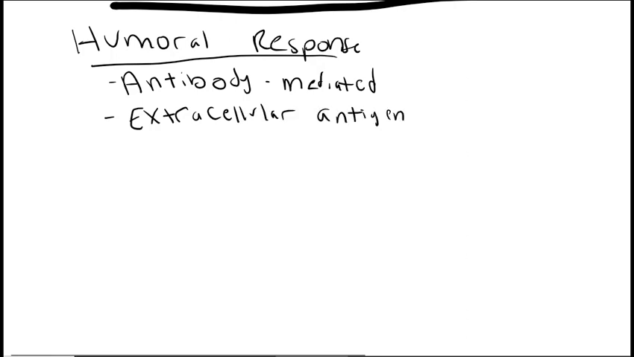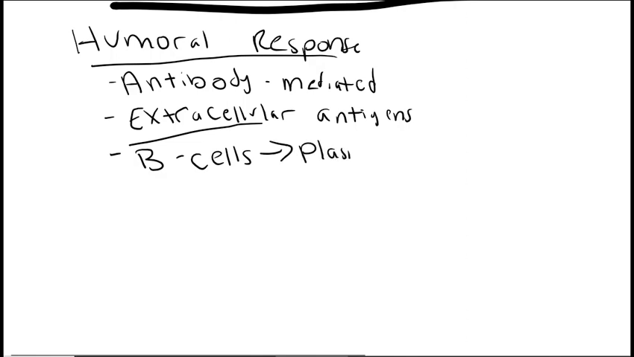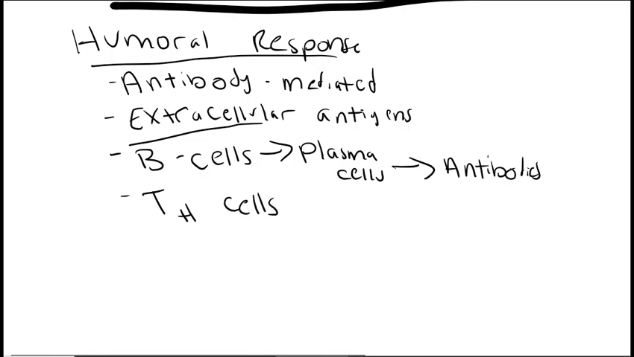This means pathogens that are not infecting inside of a human cell, things that are floating around outside of the cell, extracellular. The humoral response mainly involves B cells, because remember, B cells are going to differentiate into plasma cells, and plasma cells are going to be the ones to produce antibodies. You're also going to see that helper T cells are usually going to be involved in the humoral immune response.